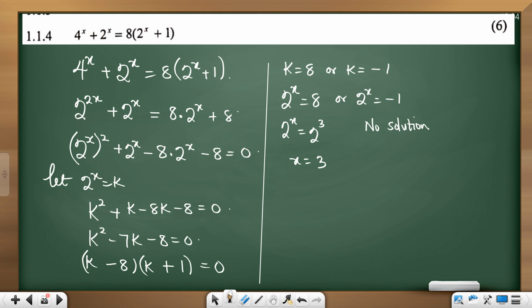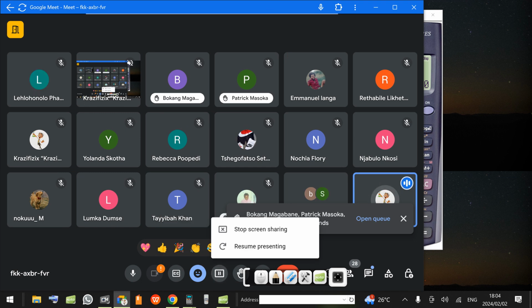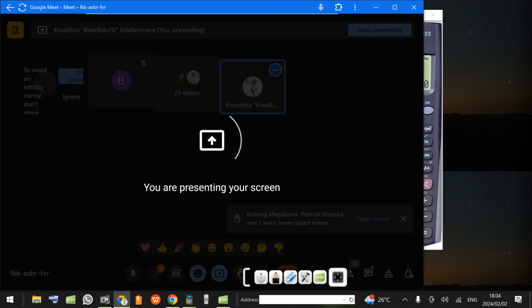Guys, can you see my screen? Maybe someone else is now sharing. I have a problem with my network. Yeah. Someone has decided to take over the class.